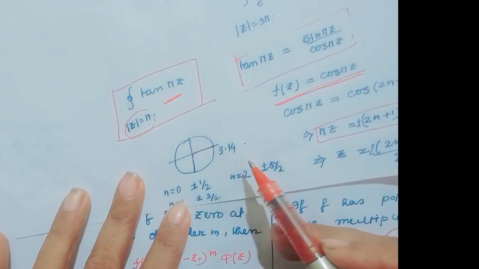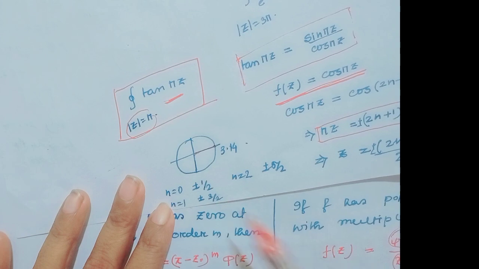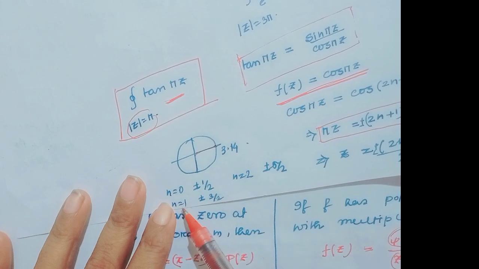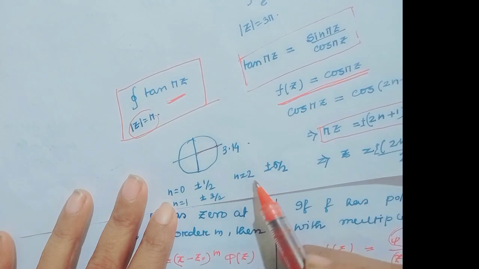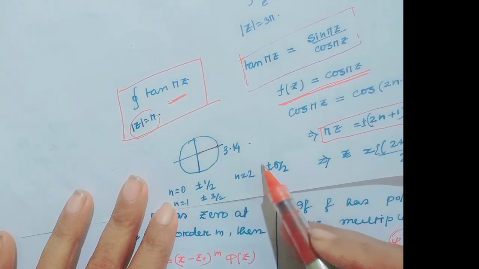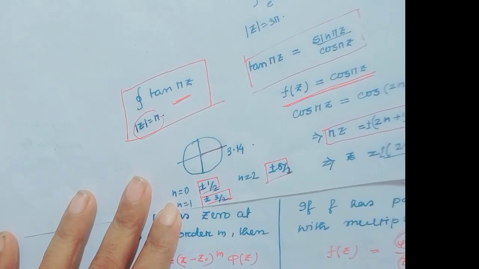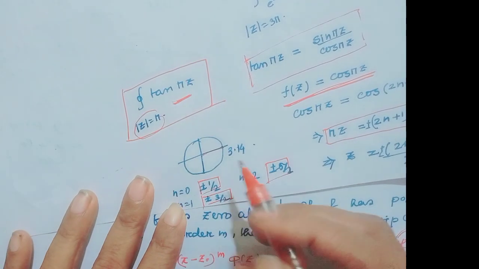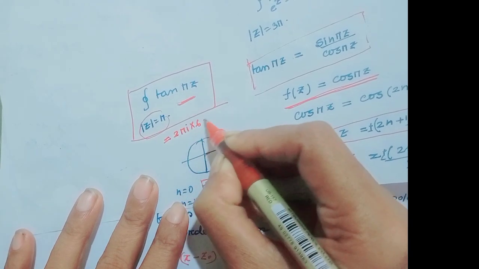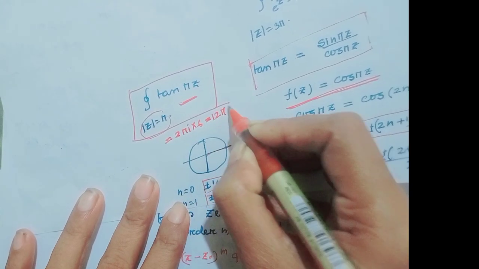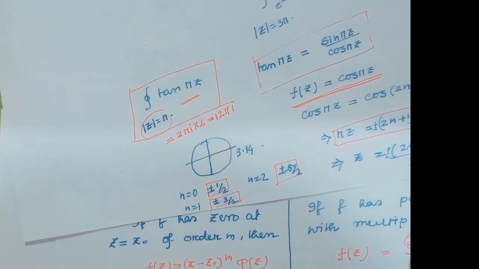That means 3.14. When n equal to 0, this value is plus minus half. When n equal to 1, this value is plus minus 3 over 2. When n equal to 2, this value is plus minus 5 over 2. That means these 6 points lie inside the circle. So this value would be 2πi into 6, that means 12πi. I hope all my viewers have understood this question easily. Okay.